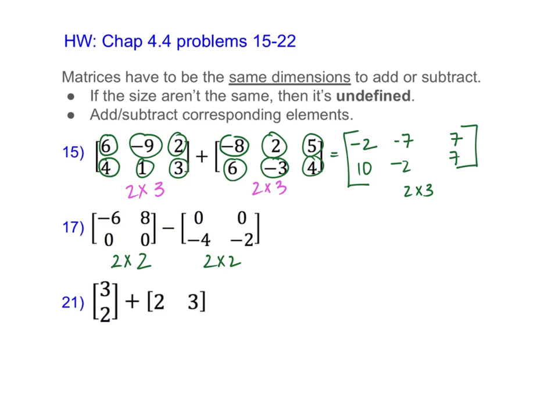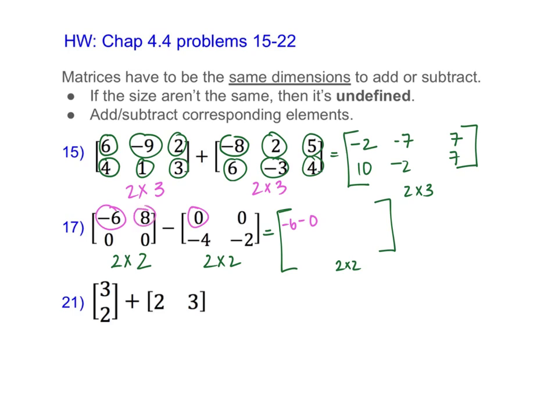Now with this one here, I want to show all my work, whereas with the last one I didn't really show much work, but this one I am, just because I want you to see the sign switch. So again, this will be a 2 by 2 since they're both 2 by 2s. When you look at this problem, you're going to take the first number and subtract the other number that's corresponding. So that's negative 6 minus 0, for the first number here.